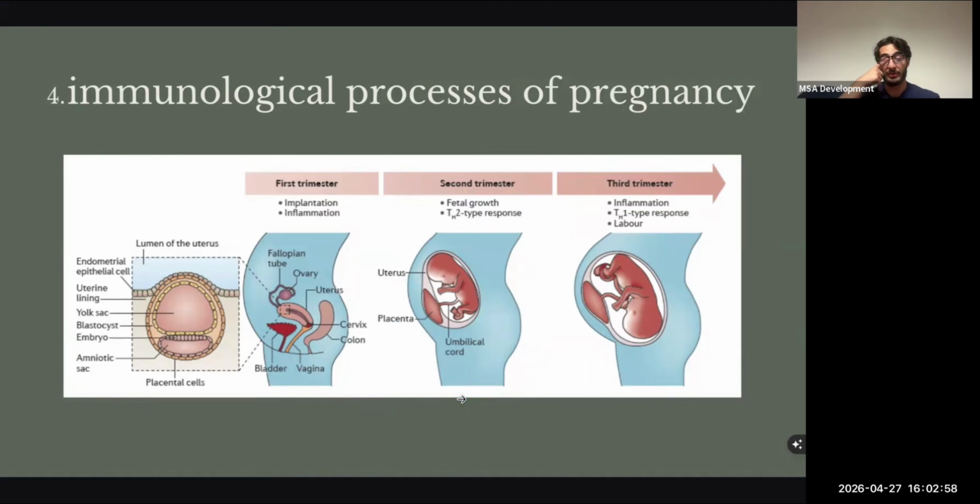All right. And again, this is another picture that shows a sort of summary of what we talked about. In the first trimester, you get implantation and inflammation. So again, this is a pro-inflammatory state. And then you need a Th2 type response in the second trimester because it's a general anti-inflammatory state to allow for growth of the fetus. And then finally, inflammation again to allow for the expulsion and everything.